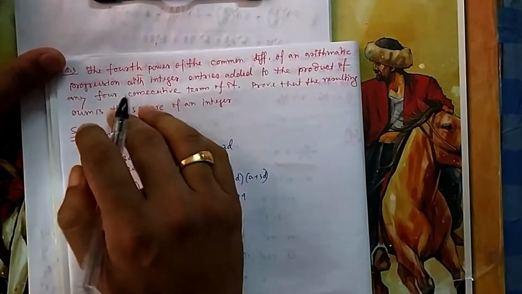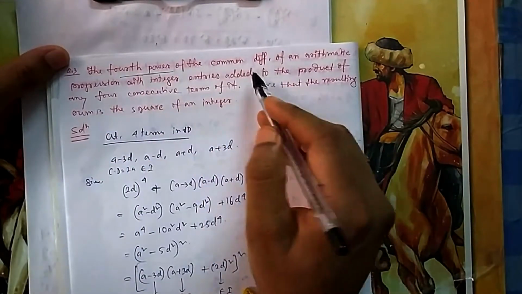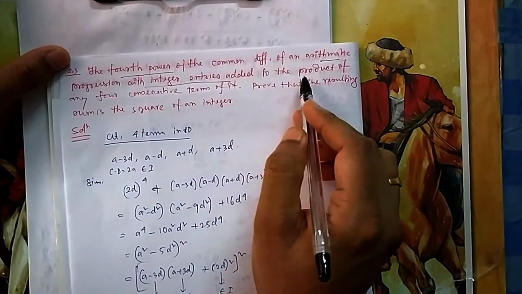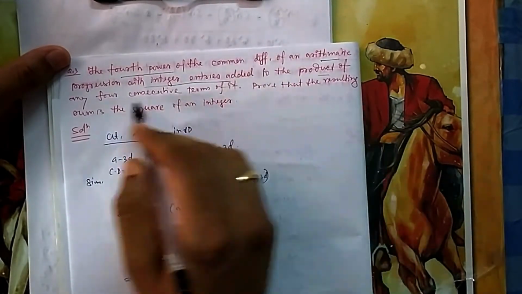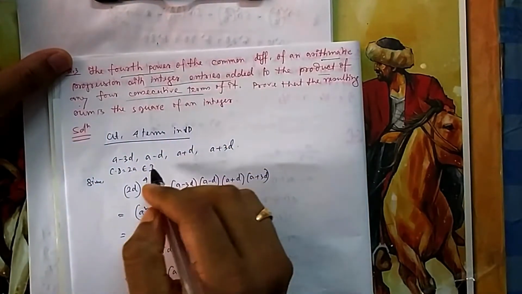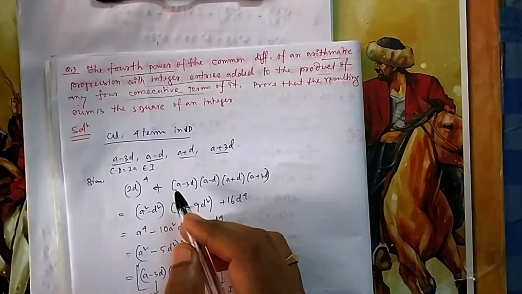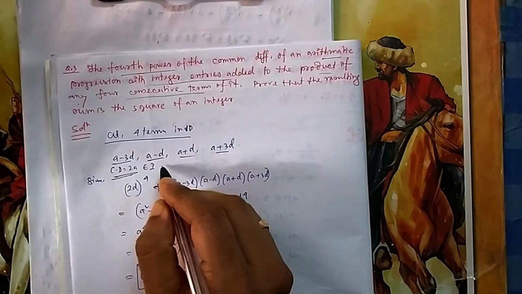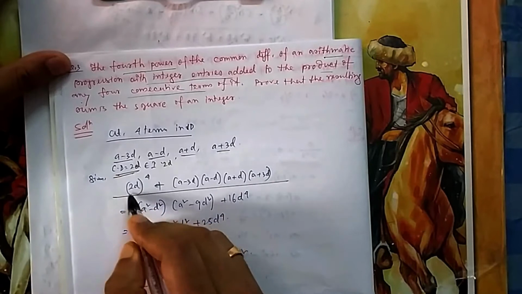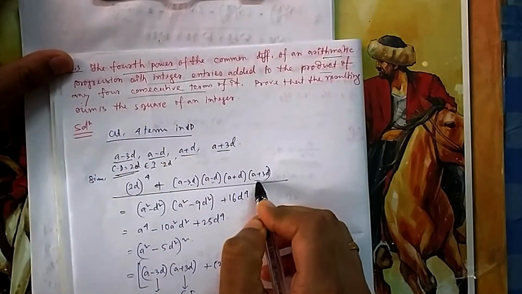Now if you come to 3, the fourth power of the common difference of an arithmetic progression with all integer entries is added to the product of any 4 consecutive terms of it. Prove that the resulting sum is a square. So suppose I take the fourth term of an AP, generally I take it in this way. What will be the common difference? 2d. So now what they are asking is the sum: the fourth power of this common difference plus the product of all 4 consecutive terms should be an integer.